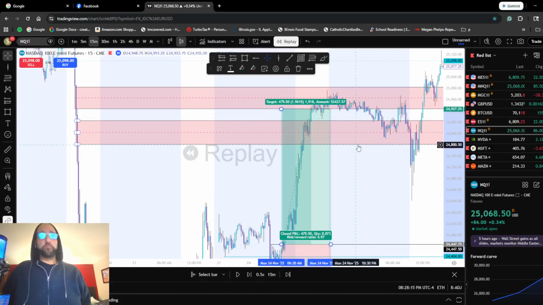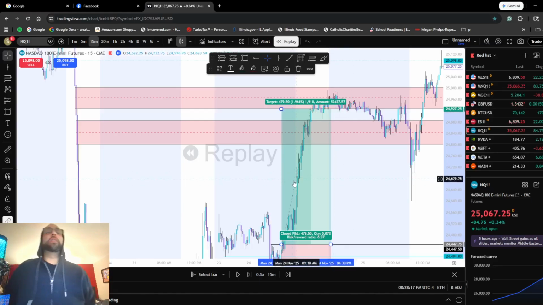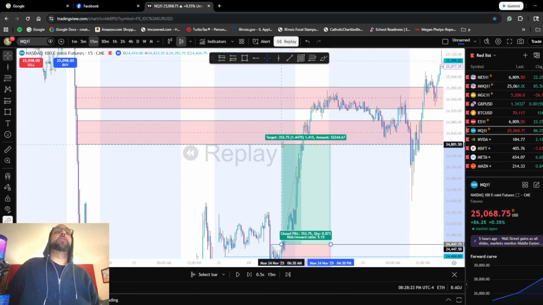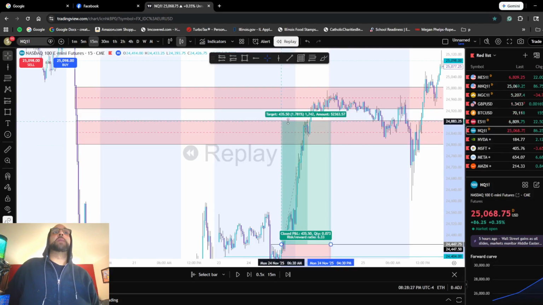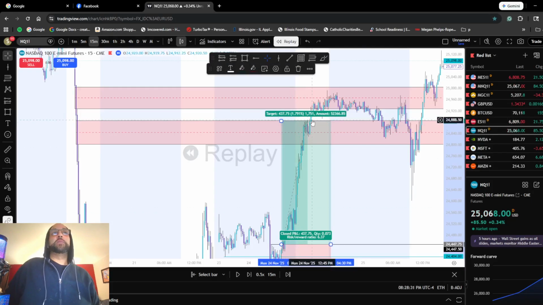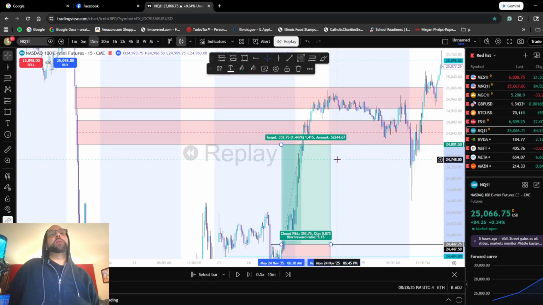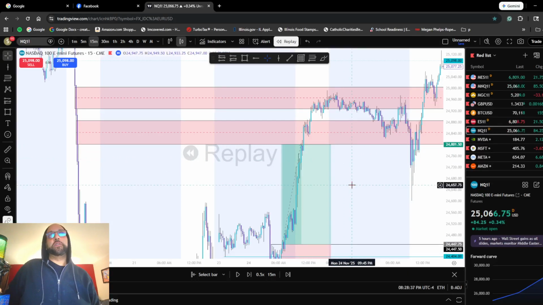Me personally, the way that I am targeting the fair value gaps is, if I'm confident with the trade, I'm taking it up to the top of the fair value gap. If we're coming down for a buy, I'm taking it from the top. If I'm not too confident for it, I'm taking it at the bottom of the fair value gap. It's just something I do.